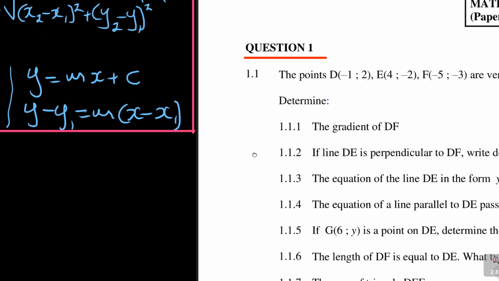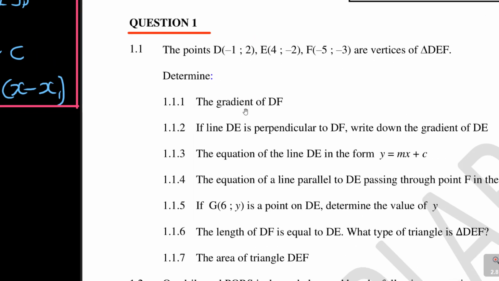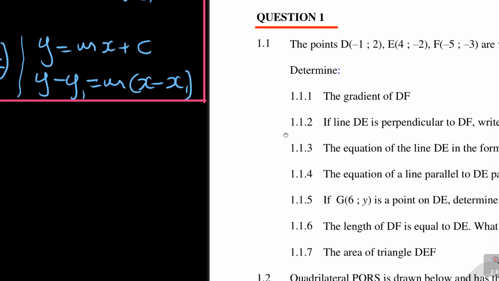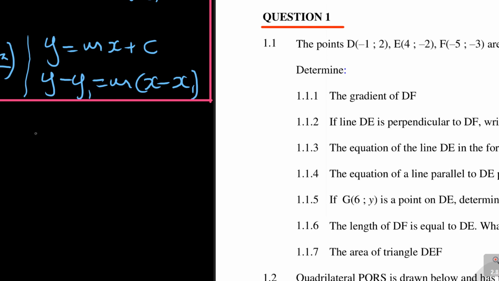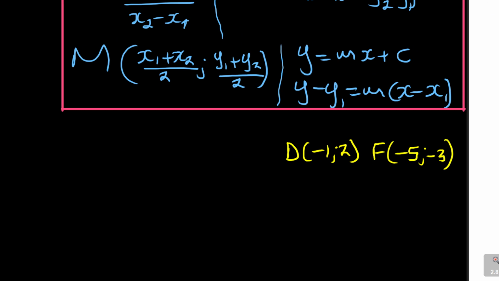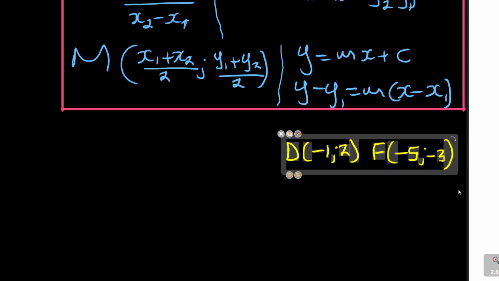Let's look at this question. 1.1.1 says the gradient of DF. So you look at D, let me write the coordinates of D and F. Here you look at D as minus 1 and 2, and F as minus 5 and negative 3. You can even try it while I'm working on it. Also, give yourself a try, because I know it's not very complicated here. Most of you only make errors. That's why I want to show you where the common error is.